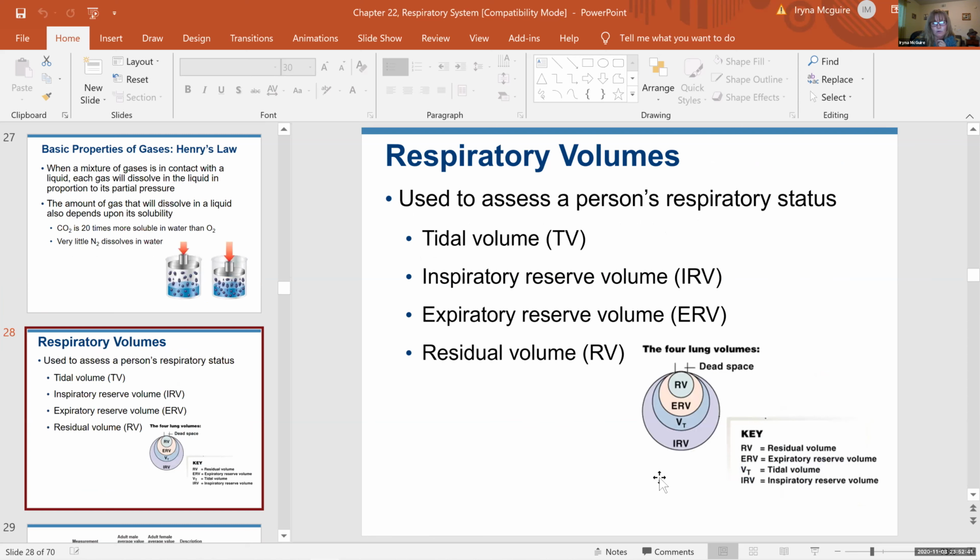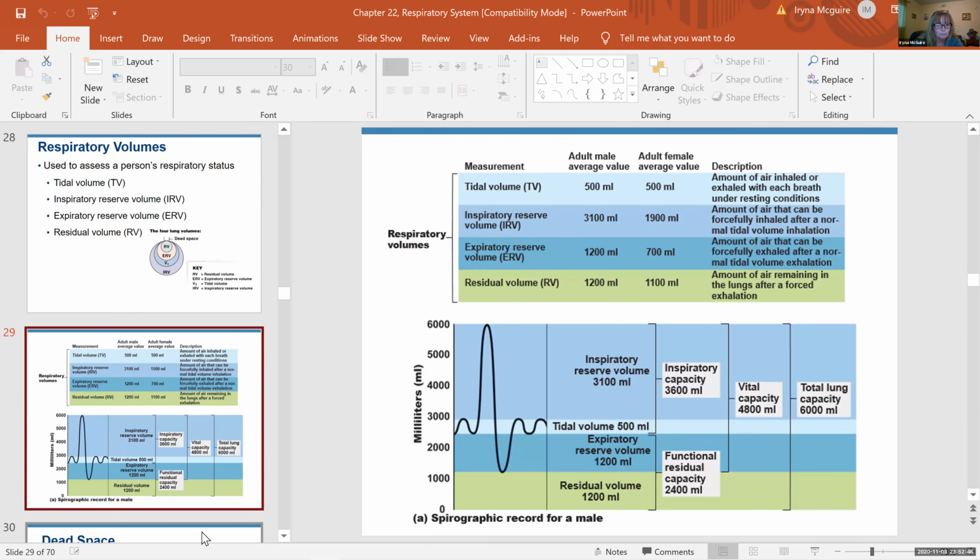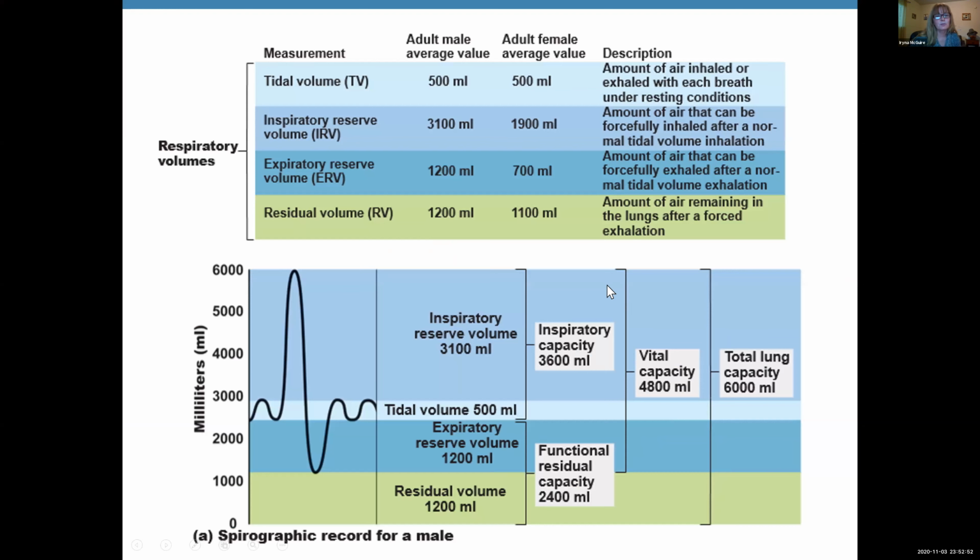Now, respiratory volumes. This is very interesting. So let's look over here. Respiratory volumes are very important in understanding how lungs work, and also in some disorders and diseases of the respiratory system. So let's look over here. I like this diagram. It explains a lot.